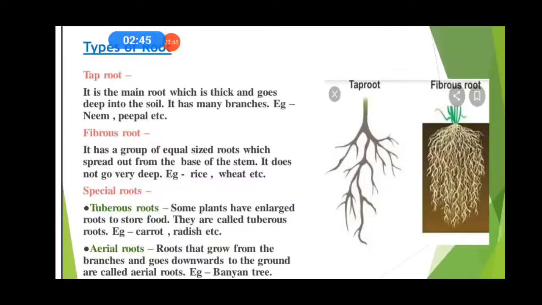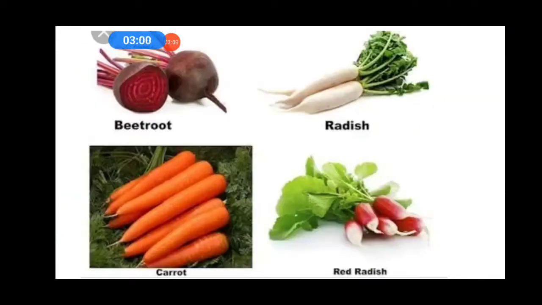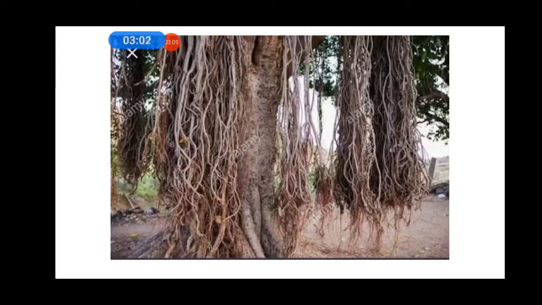Okay. Now, aerial roots. What are aerial roots? Roots that grow from the branches and goes downwards to the ground are called aerial roots. Example, banyan tree has aerial roots. Look at this picture. These are aerial roots. These roots are aerial roots.